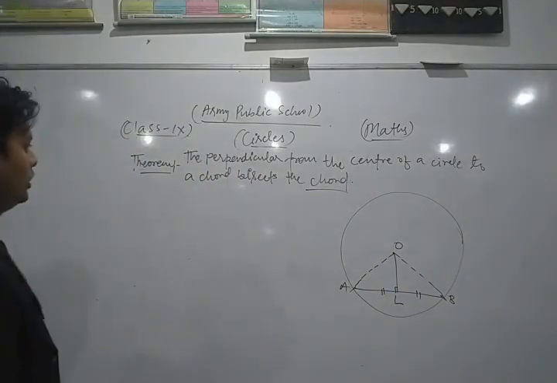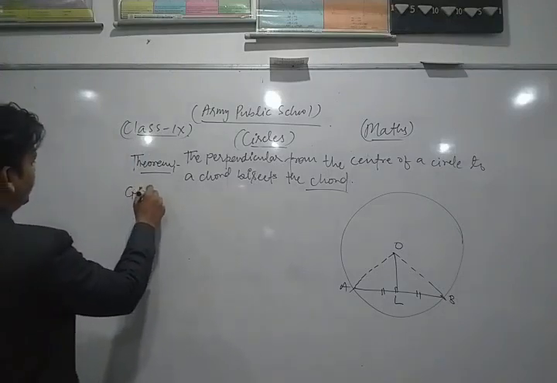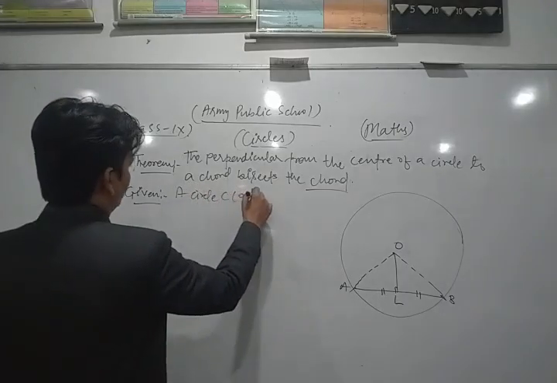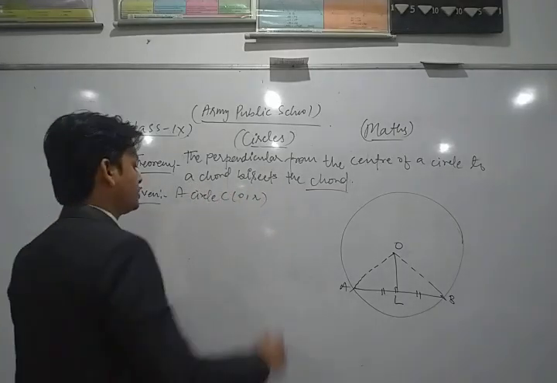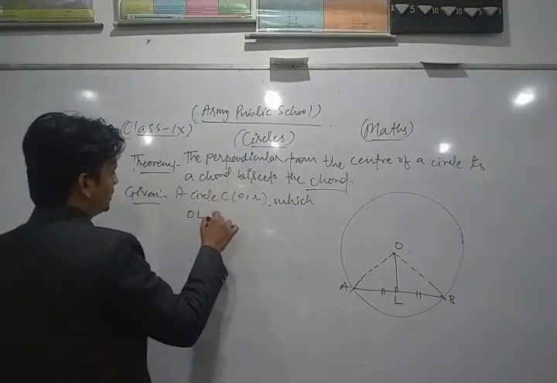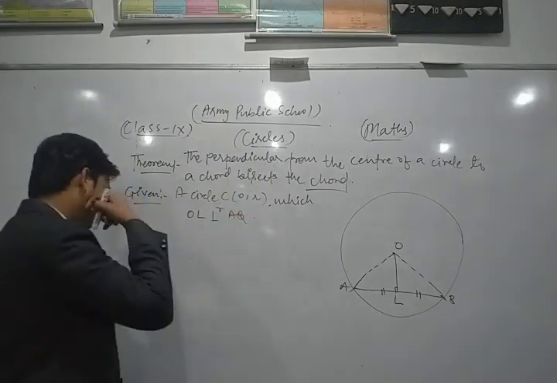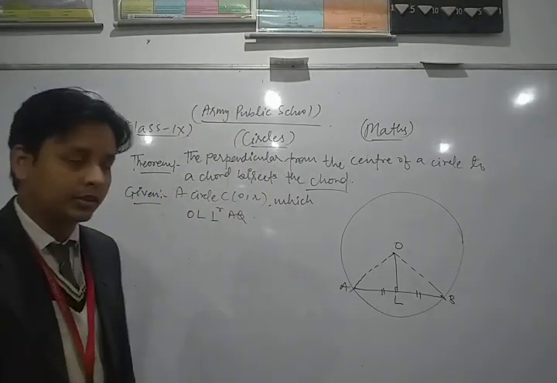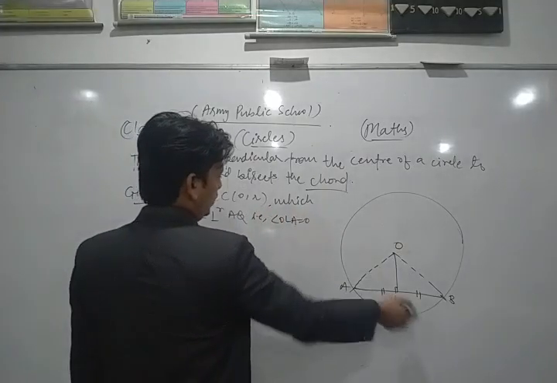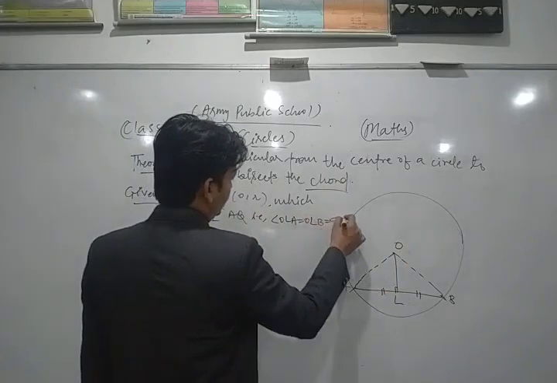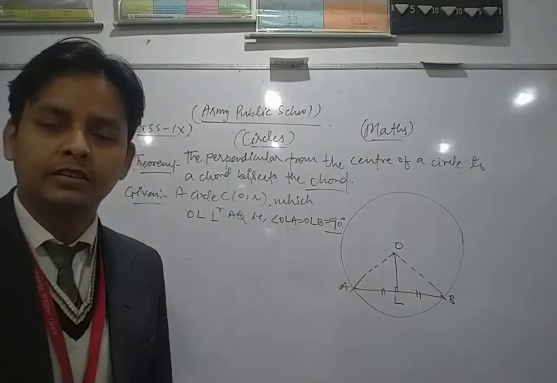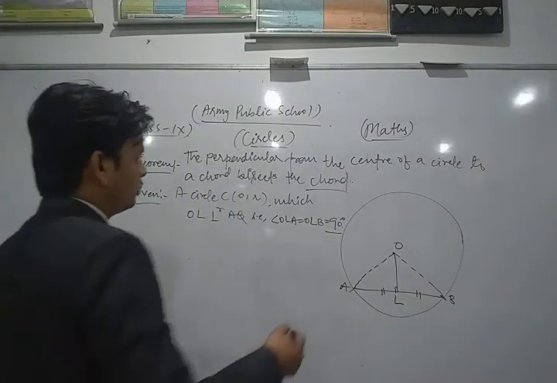Okay, now let's see. First of all, we write the given. In the given, we write: a circle C with center O and radius R, in which OL is perpendicular to AB. It is given in our question. Perpendicular means angle OLA is the same as angle OLB, and each is equal to 90 degrees. This is the given in our theorem. Now we prove it.